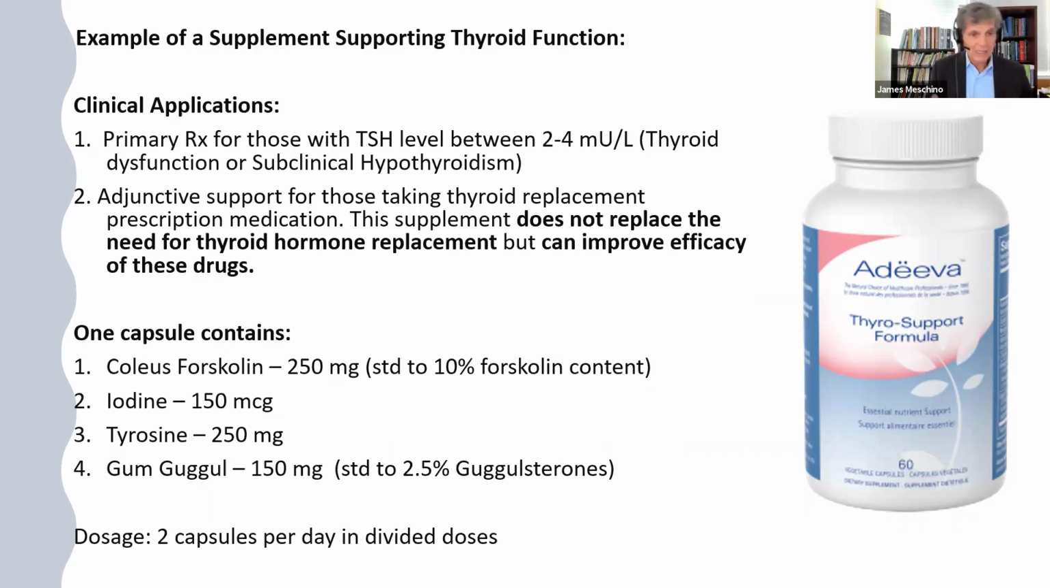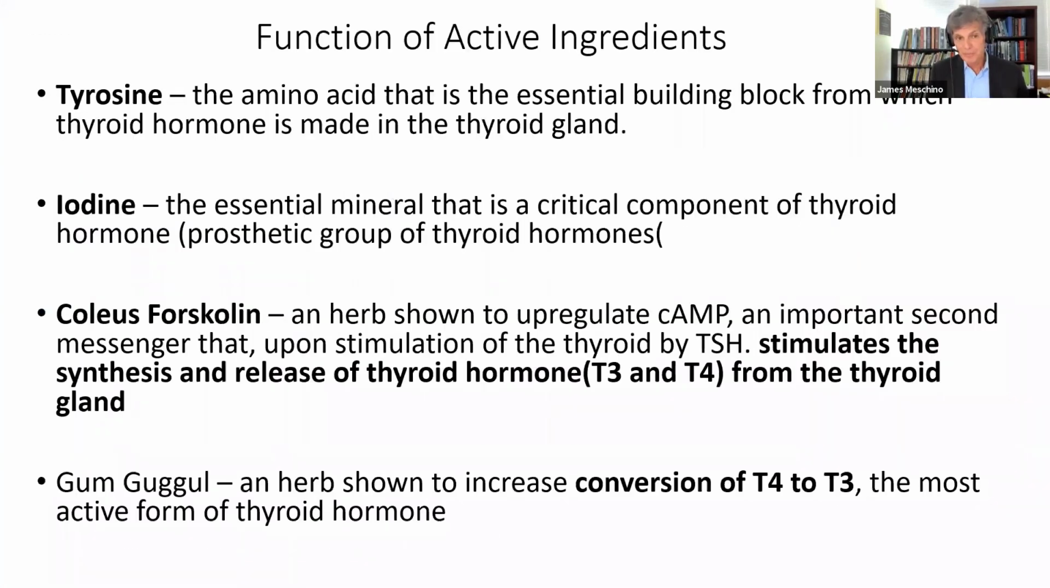So the ingredients, again, are coleus forskolin at a standardized grade, iodine, tyrosine, and gum-gugal at a standardized grade. Now, I've taught you about gum-gugal before when we looked at the fact that gum-gugal also helps to lower cholesterol, which for someone who's a little bit hypothyroid, lowering their cholesterol further, as well as converting more T4 to T3, is actually extremely beneficial to improve thyroid function, which also helps to reduce cardiovascular disease, as does lowering their cholesterol levels. So you sort of get a double benefit from the gum-gugal in this situation.